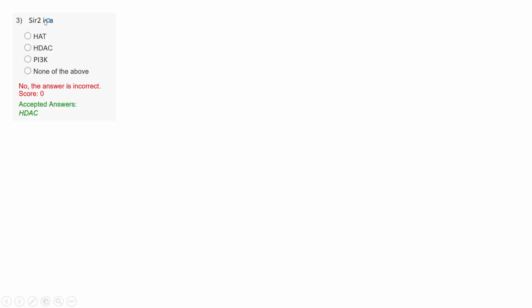SIR2 is an HDAC, a histone deacetylase. We discussed that SIR2 leads to deacetylation of the histone modification, and then it leads to repression of the transcription of that gene. So it is an HDAC.